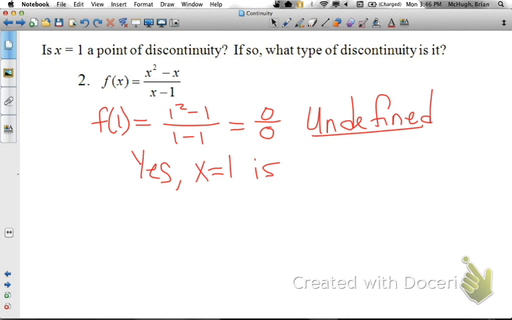X equals 1 is a point of discontinuity. Okay? The question is, what type of discontinuity is it? Now, when we put 1 in for x, we can see that the denominator here equaled 0. It's tempting, like in the last example, to say, well, it must be an infinite discontinuity. But remember, I said denominators equaling 0 are usually infinite discontinuities, but not always. So let's look at the graph to figure out what type of discontinuity it is.